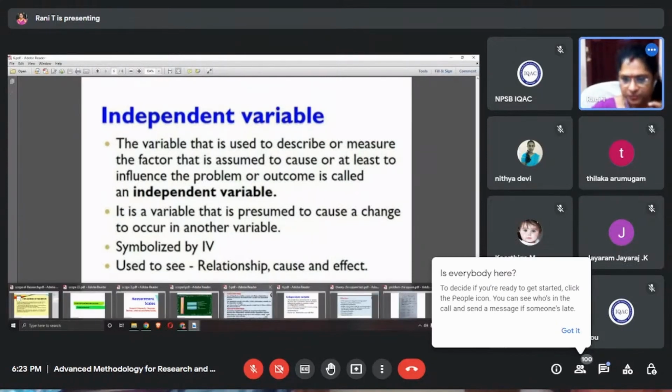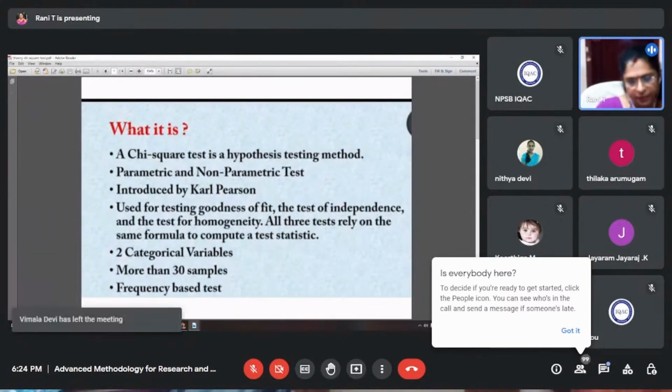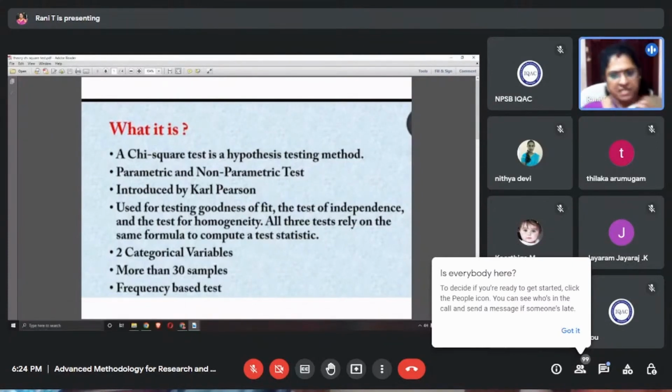And next, this is the main thing which I thought of explaining: the chi-square test, how to apply it for presenting a paper, a simple analytical tool.